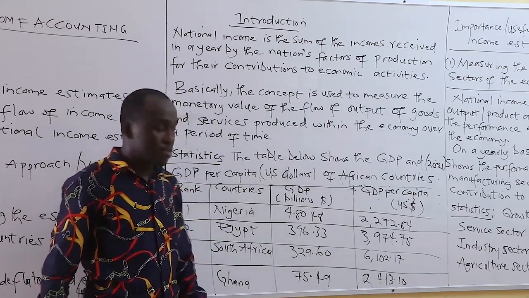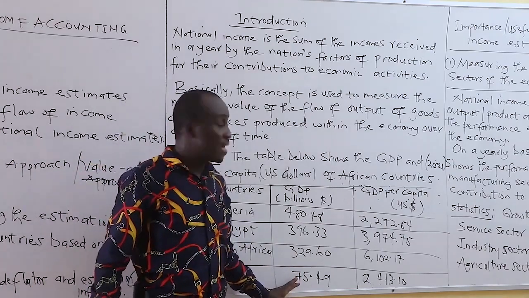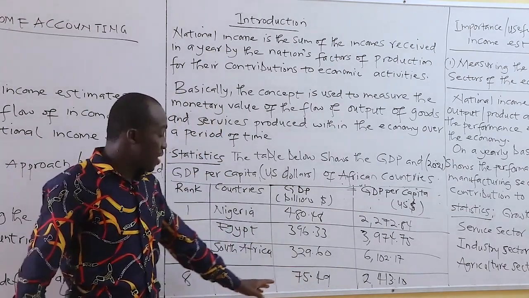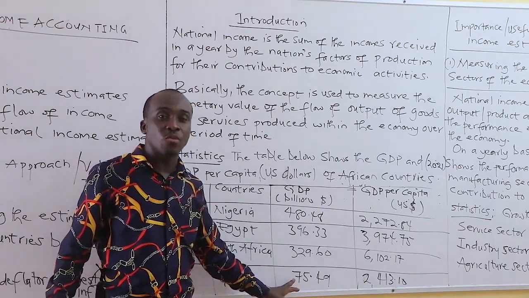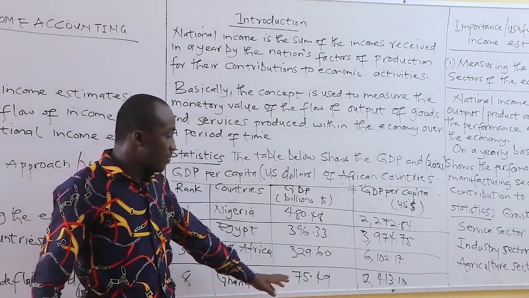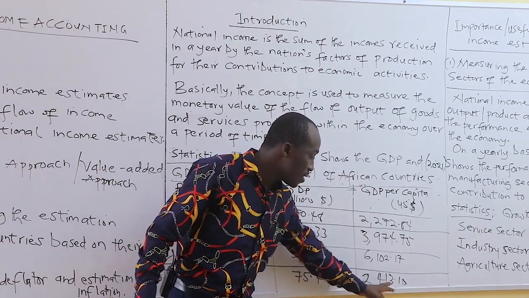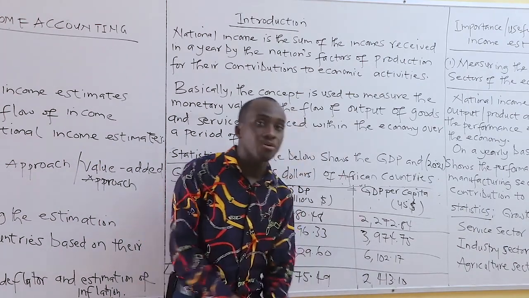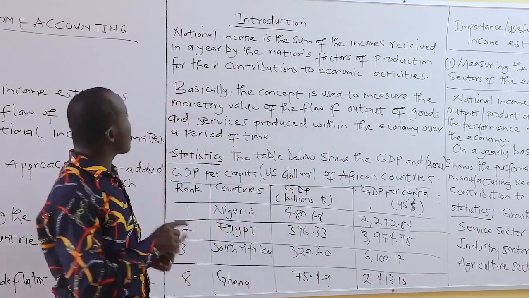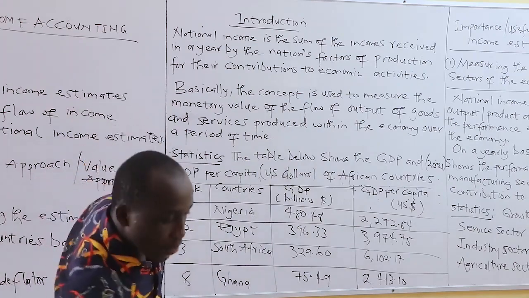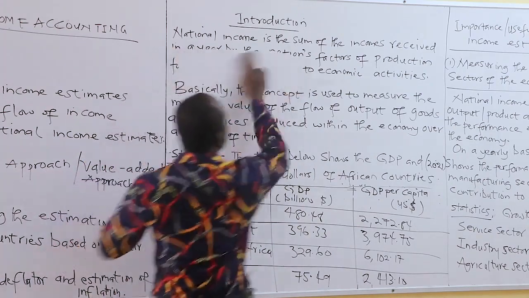Ghana was eighth in Africa with 75.4 billion dollars. That's the value of Ghana's economy in 2001. So if you had $80 billion, you could have been able to buy Ghana in 2001. That's the whole value of the economy. And the per capita income was 2,431.10. So let me just say something very quickly about per capita income so that I don't leave you.